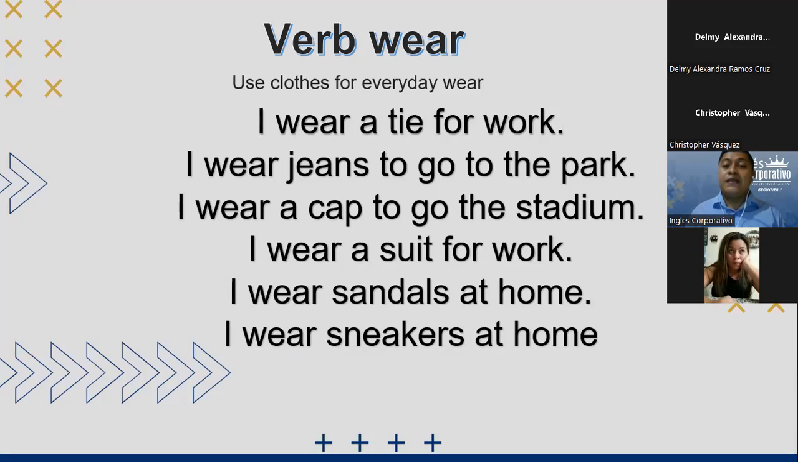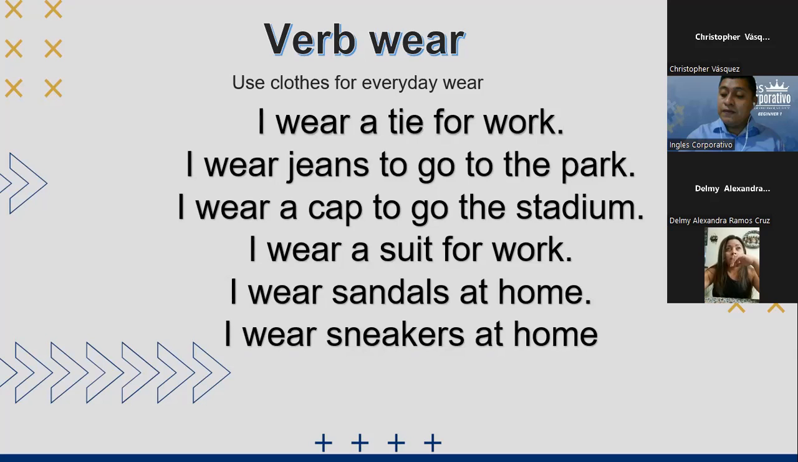Now, Christopher, do you have a question or do you want to participate? Okay, number 1, 2, and 3, please. I wear a tie for work. I wear jeans to go to the park, and I wear a cap to go to the stadium. Stadium, to go to the stadium. Okay, thank you so much.